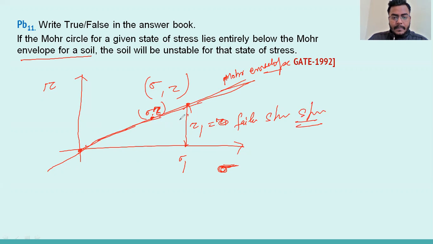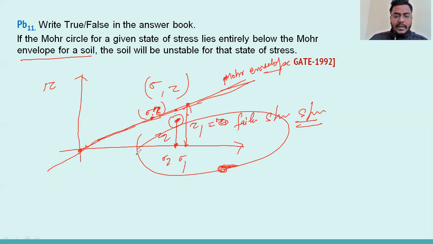What is the meaning of this? Suppose you are here. Suppose this is the normal stress σ2 you kept, and the shear stress has to reach up to τ2. That does not touch the envelope. That is below the Mohr envelope. It means soil will not fail. So this is the area we can say is stable. If our sample is lying in this area, below this Mohr envelope, it will be stable.